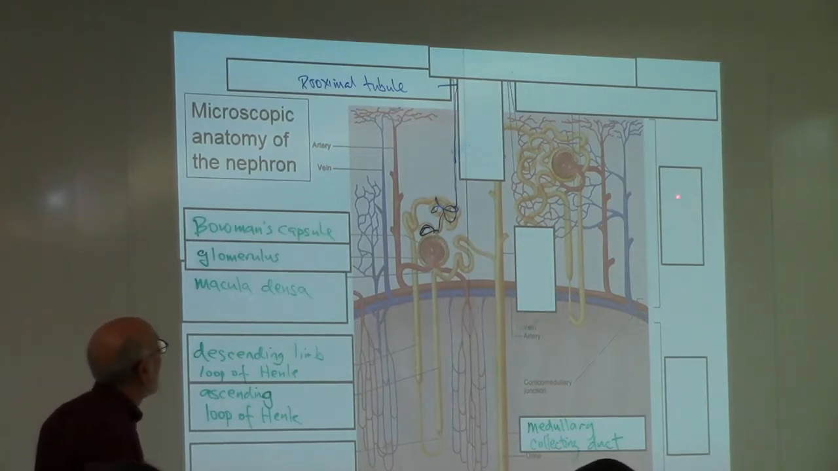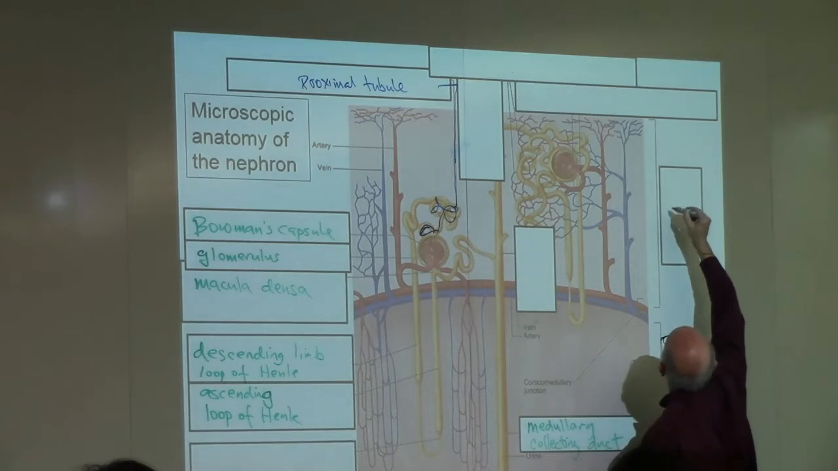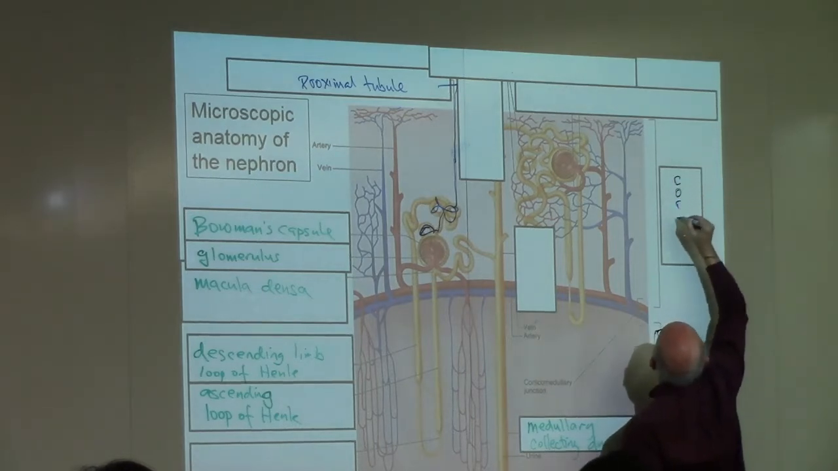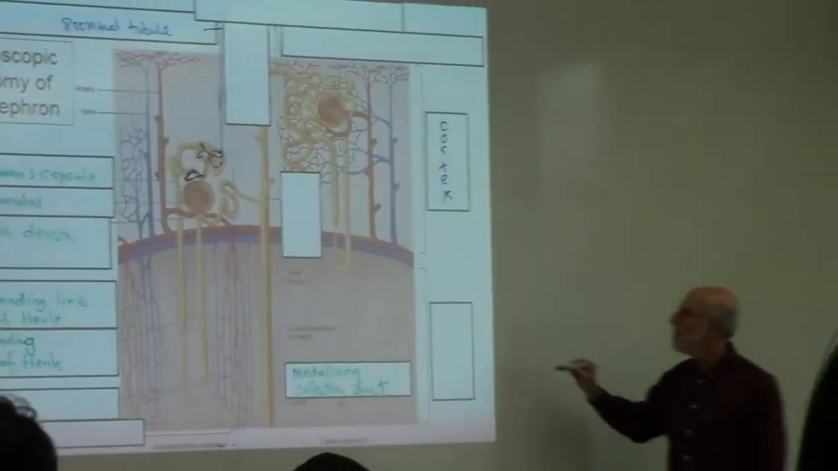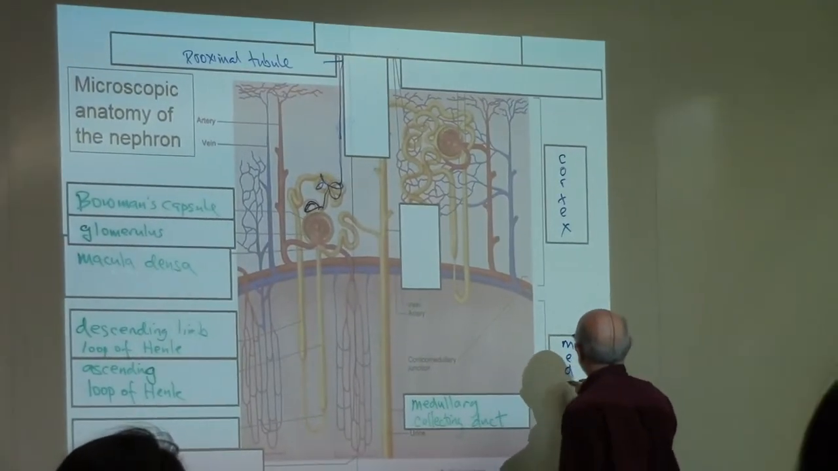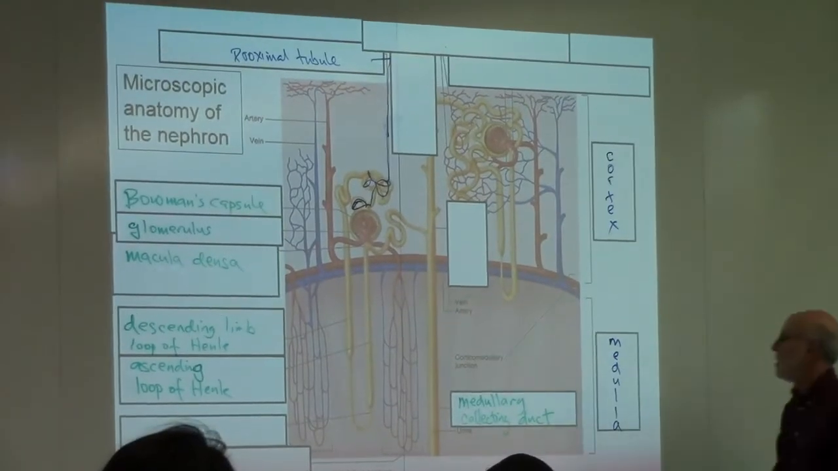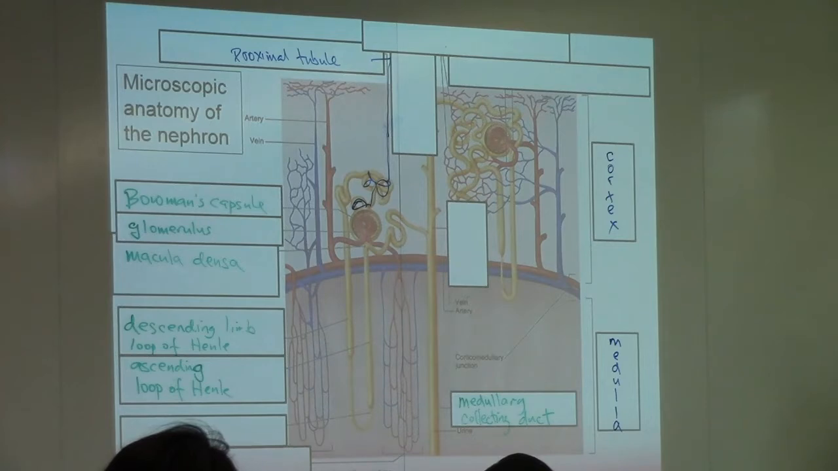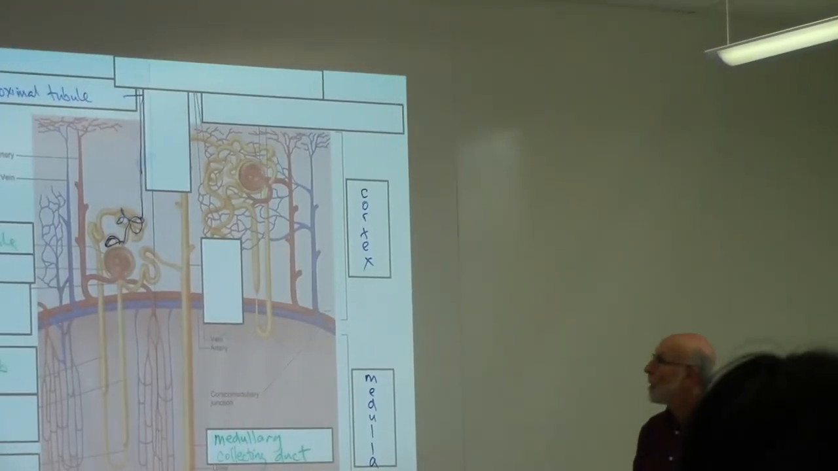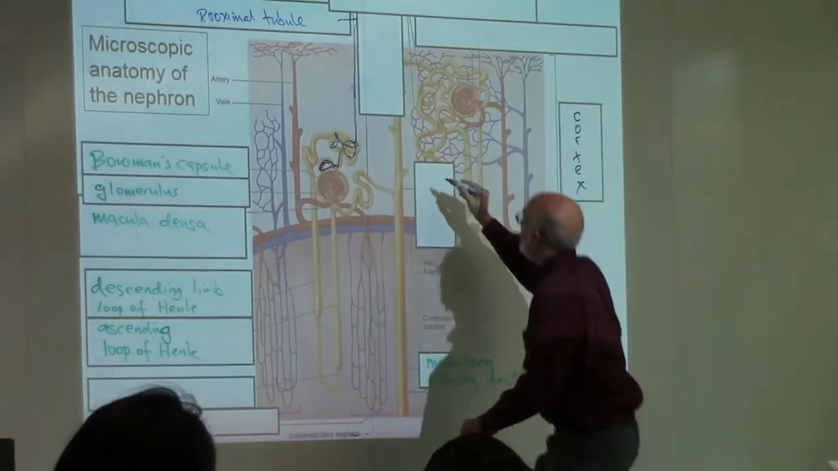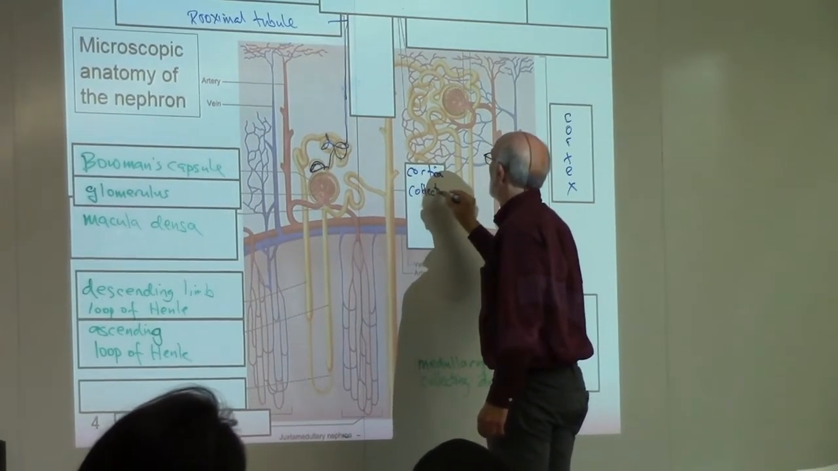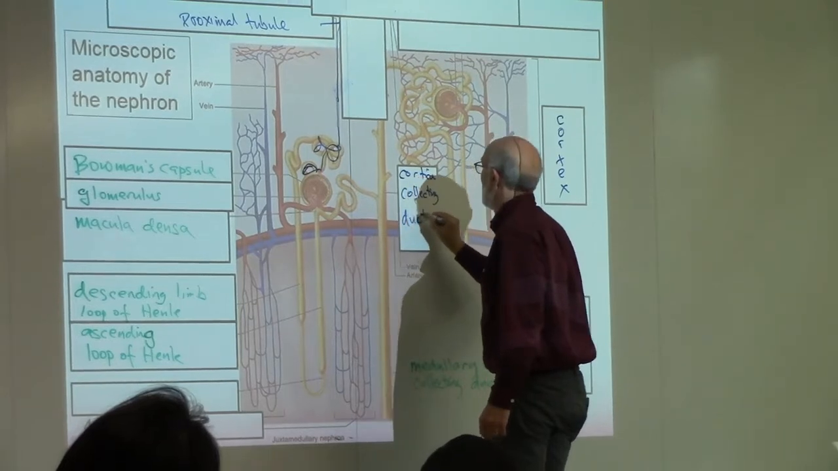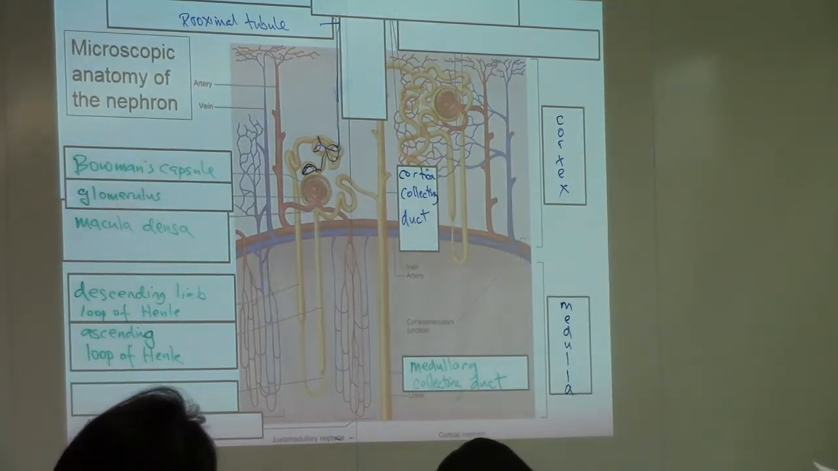That's the cortex. Okay, good. So this layer is the cortex. That's the medulla. Yep. That's the cortical collecting duct. Yep. Cortical collecting duct of the tubule. Okay, good.